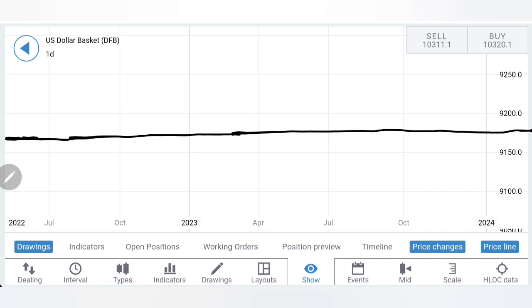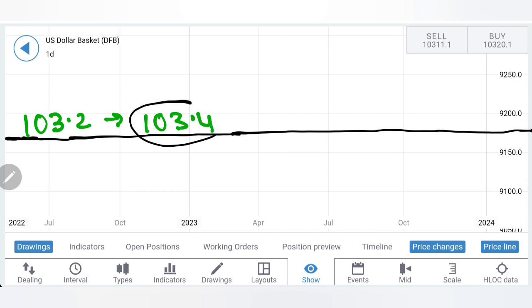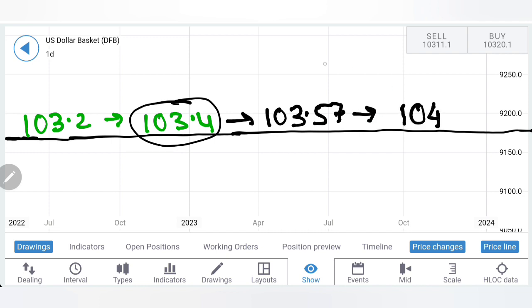Now with that, where to buy? I will recommend you to buy at 103.2, expect 103.4 as the first and very, very critical resistance here. Now beyond 103.4, 103.57, and then if it stays above 103.57, expect 104 level. This is going to be critical.